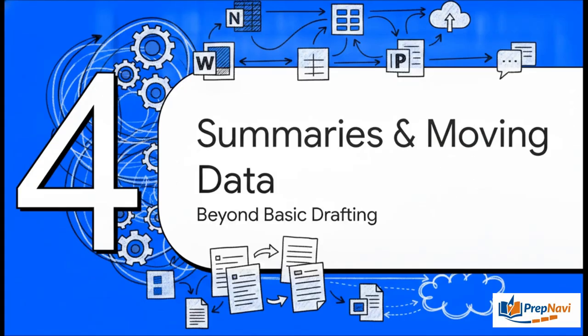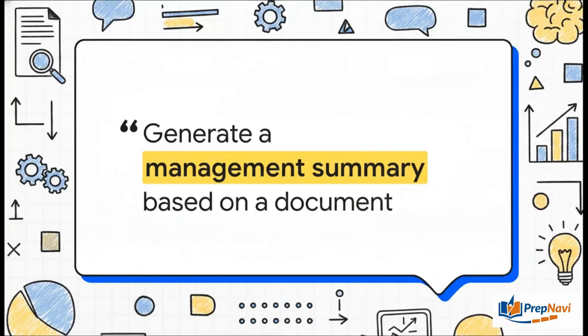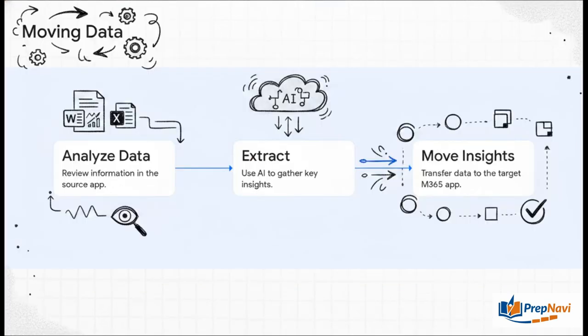Section 4. Summaries and moving data. Now, beyond just writing new stuff, you have to prove you can use AI to really digest complex information. A major skill they assess is generating a management summary based on a long document. You know the drill, taking a giant, dense file and using Copilot to boil it down into those punchy, high-level, actionable insights that leaders actually need to make a quick decision. And it doesn't just stay in one app. You've got to understand the precise workflow for moving data and insights seamlessly across the entire Microsoft 365 ecosystem.